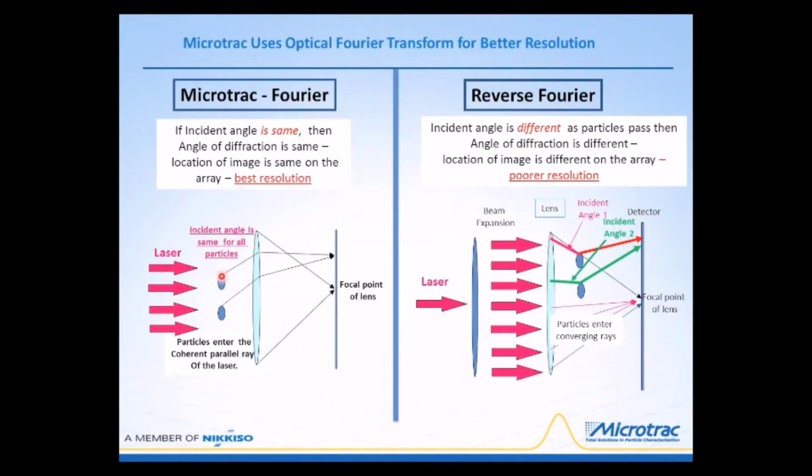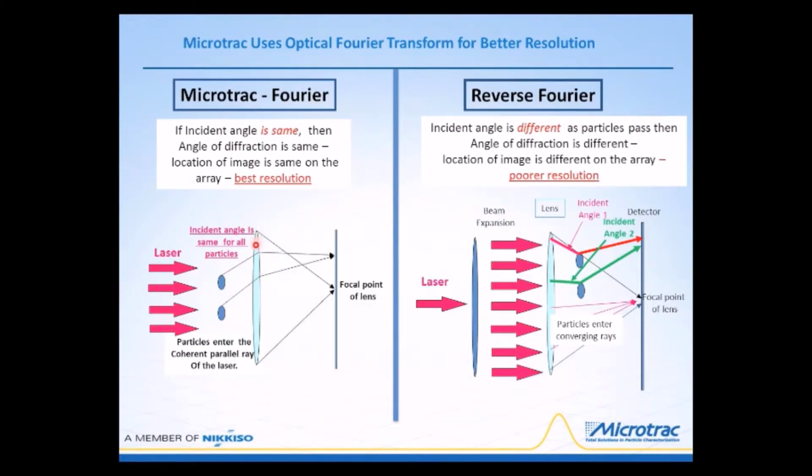That really is not the case. But let's assume that this particle maintains its orientation as it passes through the cell and interacts with the laser. Regardless of where the particle is in the cell and where it interacts with the laser, the laser is incident on this particle at the same angle. As a result, the diffraction angle is identical for the particle regardless of its location in the cell.